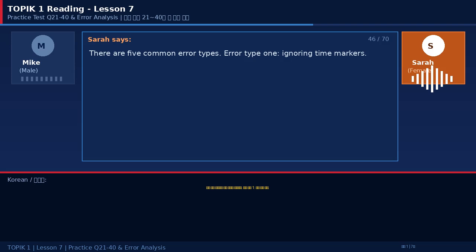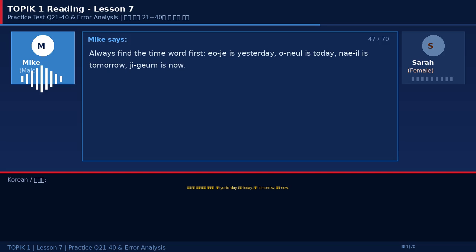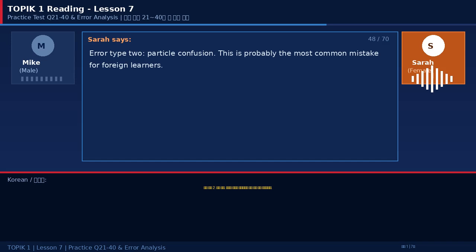Error type 1. Ignoring time markers. Always find the time word first. Eoja is yesterday. O Newell is today. Ne-il is tomorrow. Ggium is now. Error type 2. Particle confusion. This is probably the most common mistake for foreign learners.